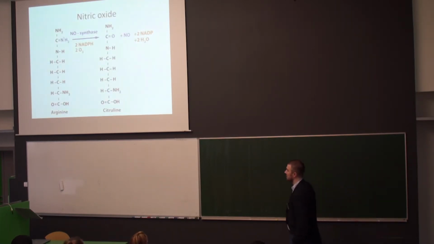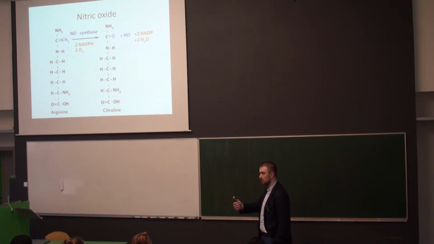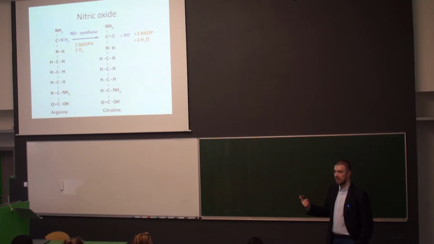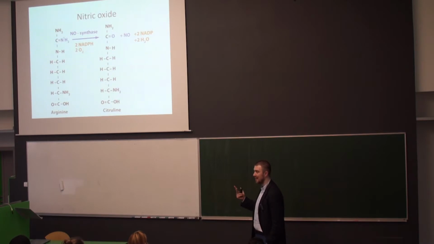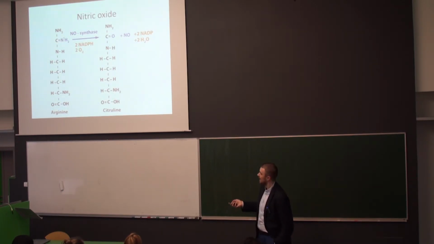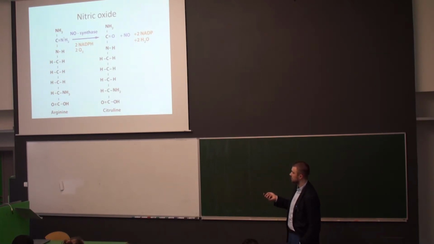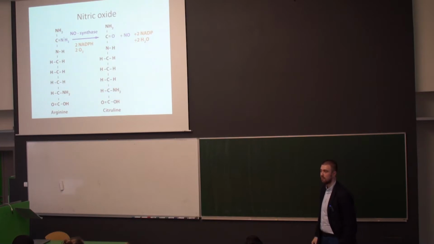And quick repetition of the nitric oxide. Nitric oxide you know from the previous course, nothing new. Nitric oxide is a signaling molecule. It's produced from arginine, that's a semi-essential amino acid, by the enzyme nitric oxide synthase, or NO synthase. You convert arginine to citrulline, and here you release the nitric oxide.